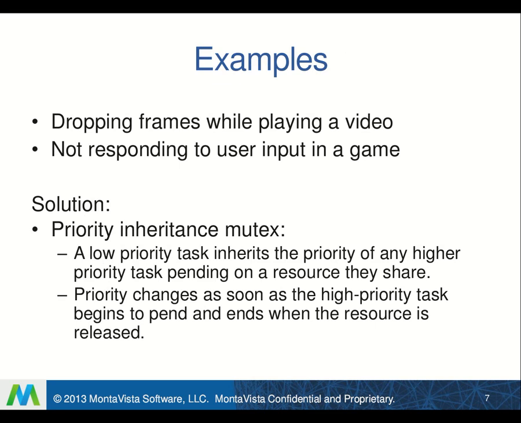Some other examples we can experience due to priority inversion are dropping frames while playing a video, or not responding to user input in a game. The solution to this problem is that a shared resource checks if a low priority thread is already acquiring a lock, then the high priority thread gives its priority to the low priority thread. This solution is called priority inheritance.